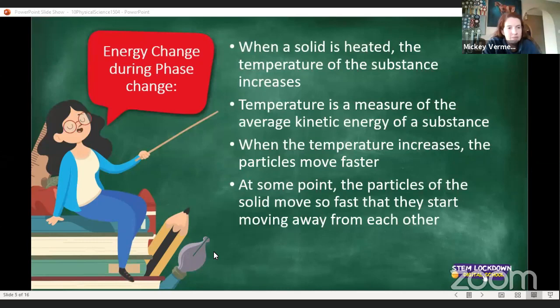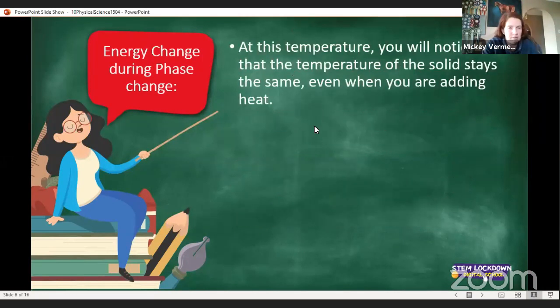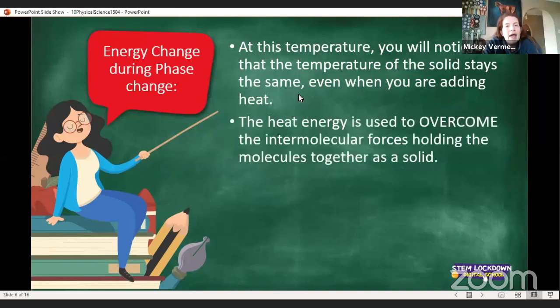So let's have a look at what happens going further. Now at some temperature, and this depends on every single substance, we are not going to see an increase in temperature anymore. At some temperature, the temperature is going to go, oh wait, it's not increasing anymore. And that is the point where the solid becomes a liquid.